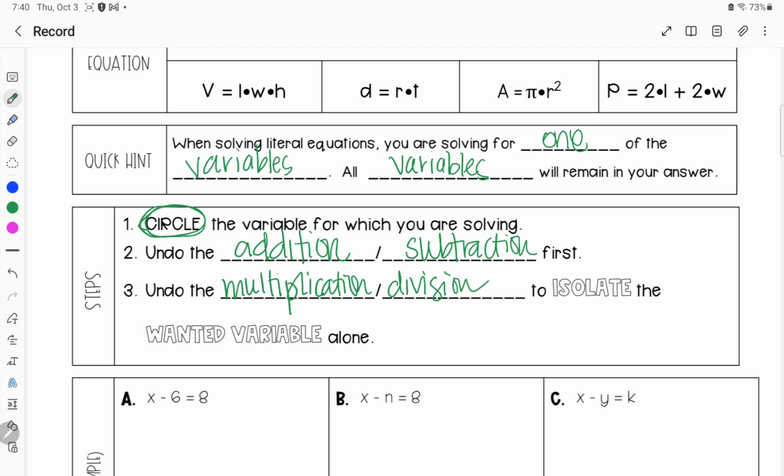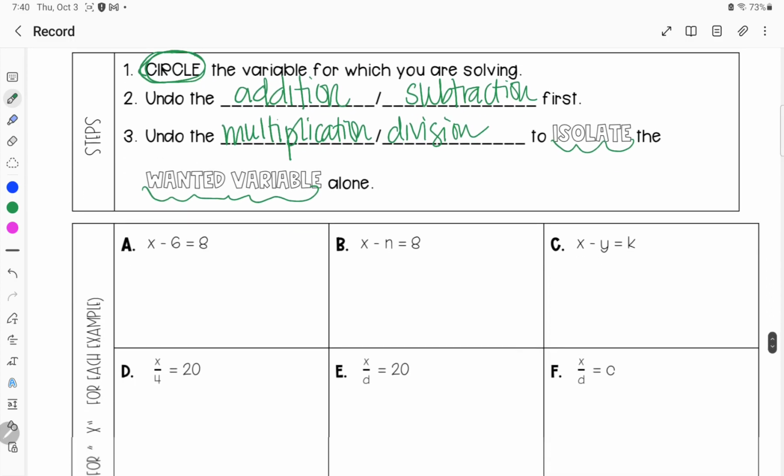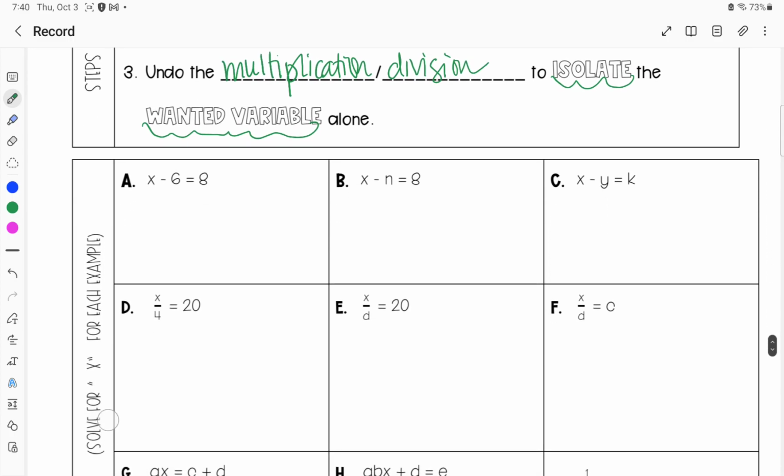Once we get to this point, we should be able to isolate the wanted variable, the one that we want alone. So in these examples that we're going to do, we're going to always solve for x. Sometimes it won't be x, but what we're going to be doing is solving for x. So all of us could take this first example and solve for x.